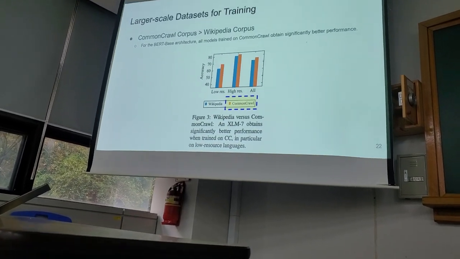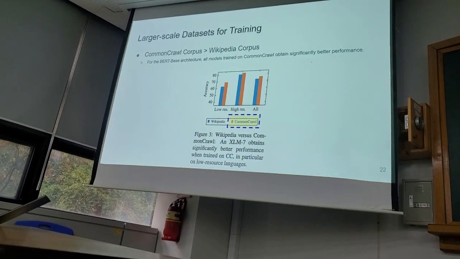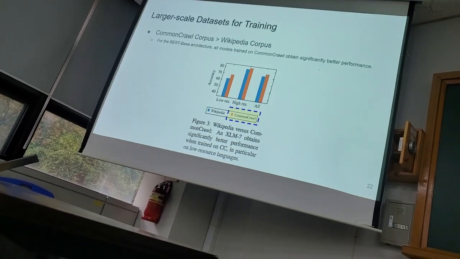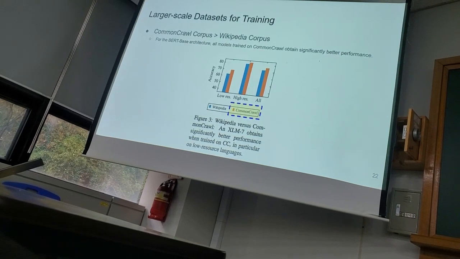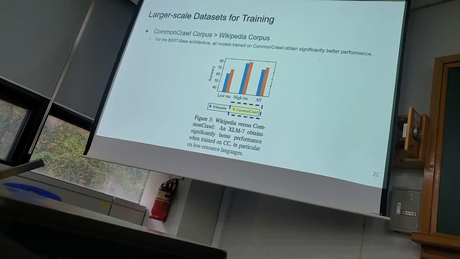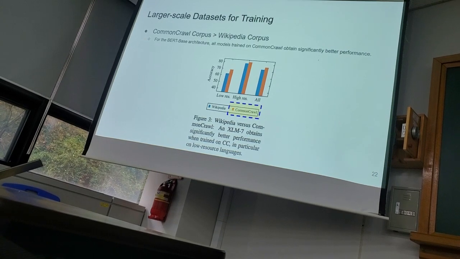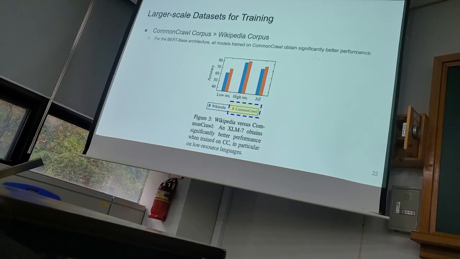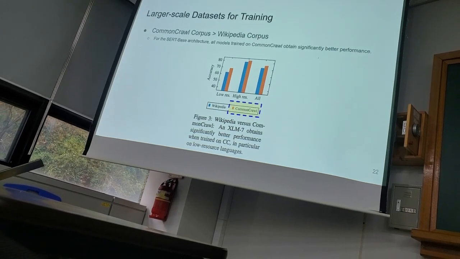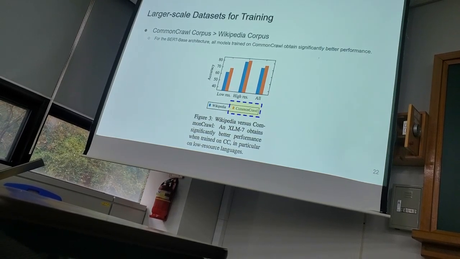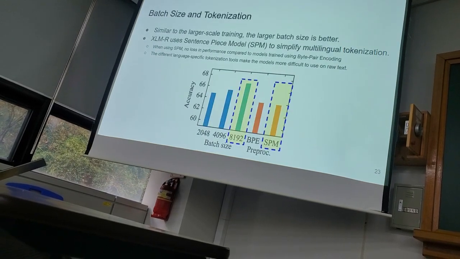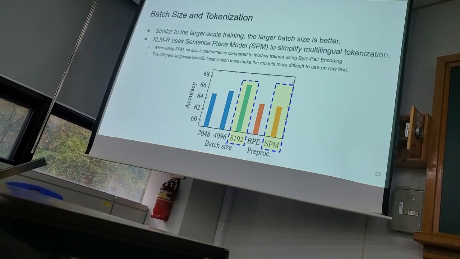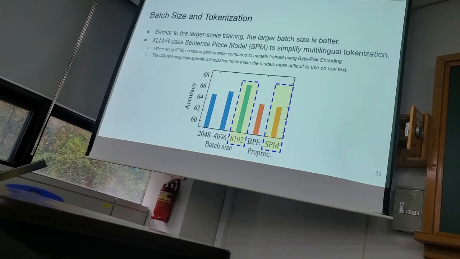Next one is about the scale of the dataset for training. The XLM-R model is trained using the CommonCrawl corpus, which is larger than the Wikipedia corpus. As you can see in this figure, all models trained on CommonCrawl obtain better performance than the models trained using the Wikipedia corpus. Lastly, I will explain the batch size and tokenization.